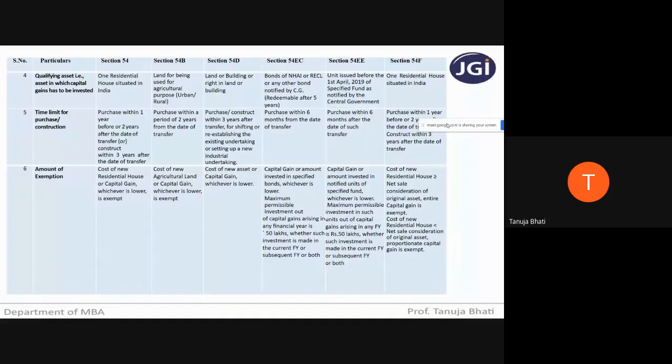And 54GB is exemption of long-term capital gain on transfer of residential property. So 54G, GA and GB are not that very important, but I will also be giving those particular conditions in your notes. So I hope you'll have understood the deductions from section 54 to 54F. In my next lecture, we will be seeing problems where deductions will be applicable and where we are going to solve those particular problems considering all these conditions and amount of exemptions.